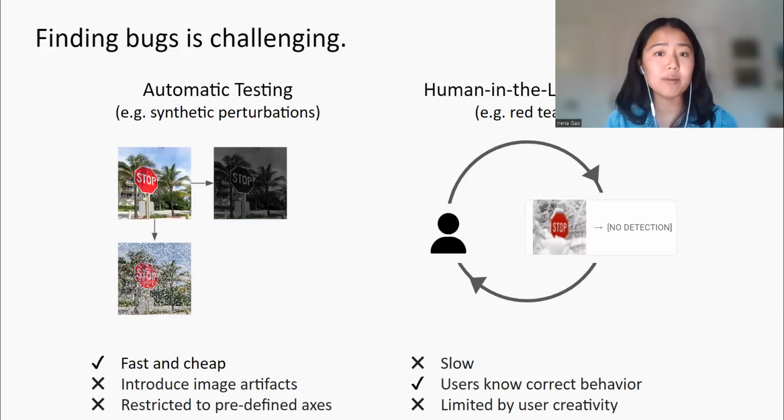An alternative approach is to use human-in-the-loop testing, such as red teaming. Users can manually scour the web for images to test the model with and then report undesirable behavior. While this is flexible and finds vulnerabilities otherwise missed, it's slow, expensive, and limited by user creativity. It's often challenging for users to simply imagine where models might fail.